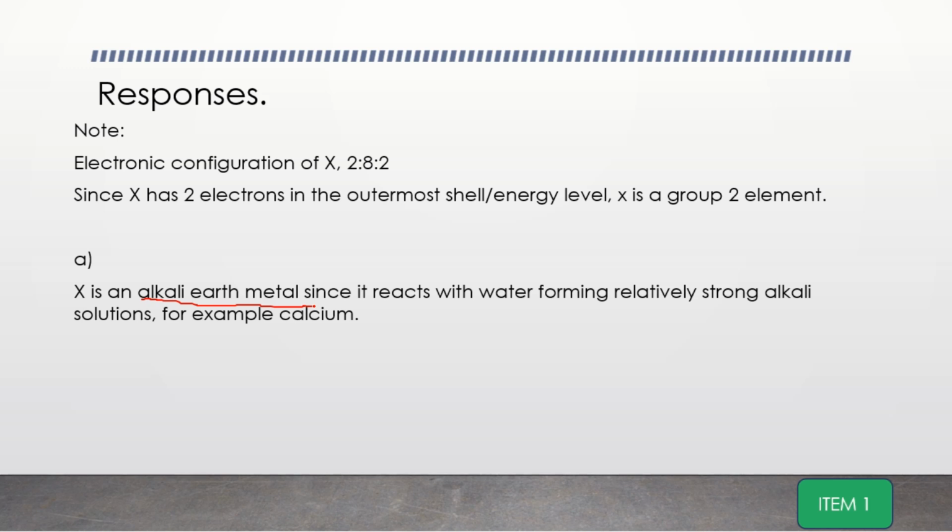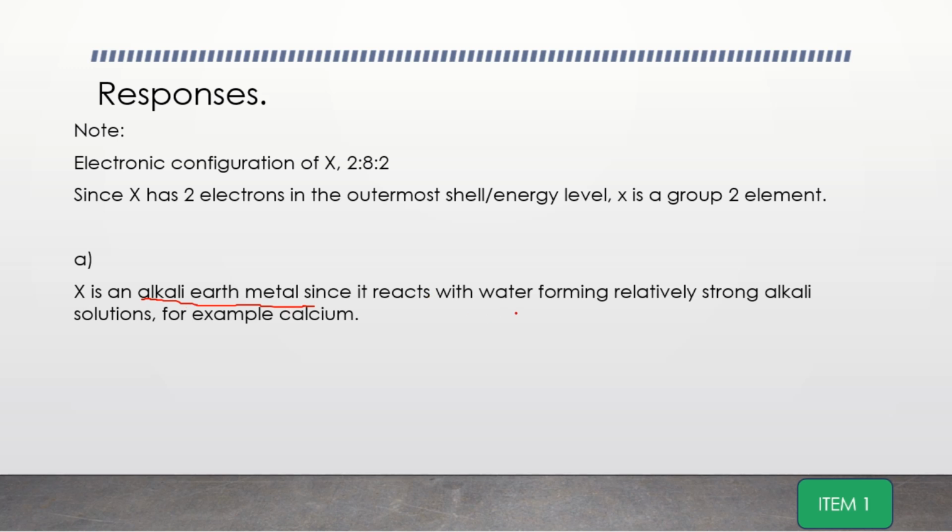That is when they react with water, or if they react with oxygen and the oxide is dissolved in water. You see that the alkaline solutions of group 2 are not that strong compared to those of group 1. That's how they have that small difference. Therefore, we are saying that X is an alkaline earth metal.